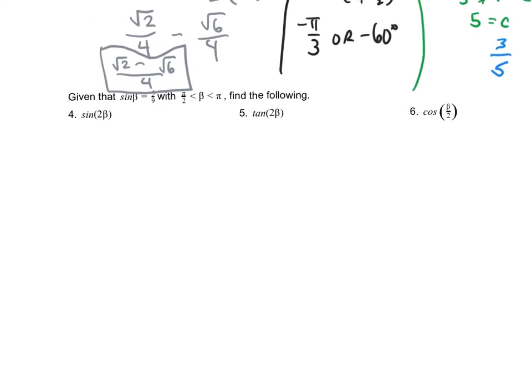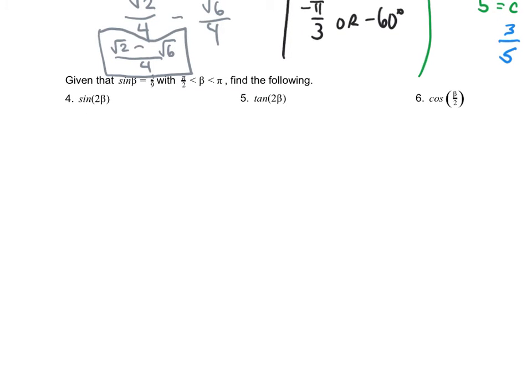Okay, so let's look at the next three problems, and they all have to do with this precursor that says, given the sine of beta equals 5/9 with beta between pi over 2 and pi, find the following. Again, a very typical problem where they give you one triangle and you have to answer a bunch of things about it.